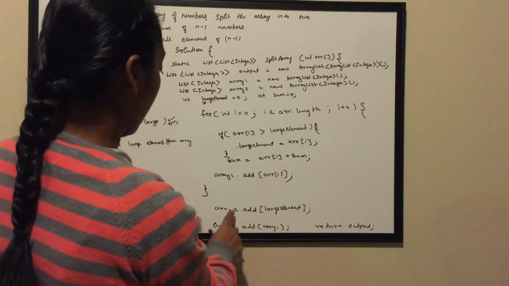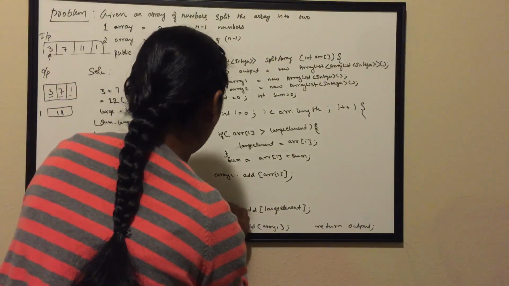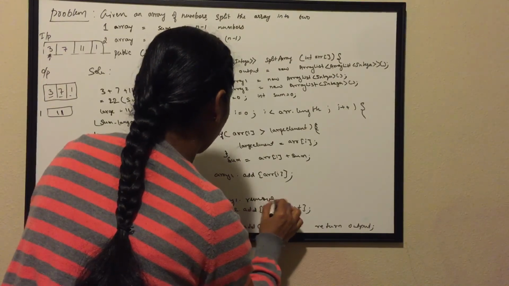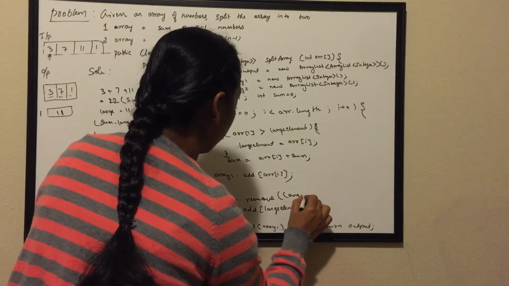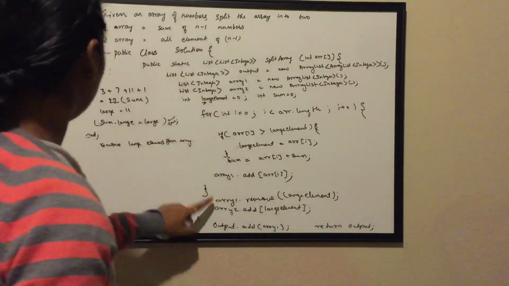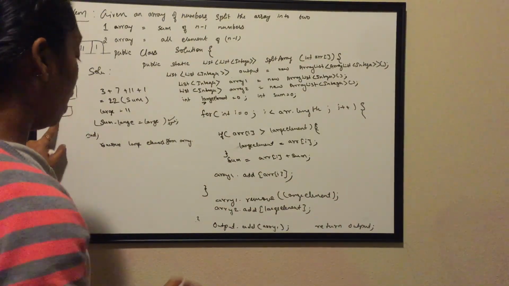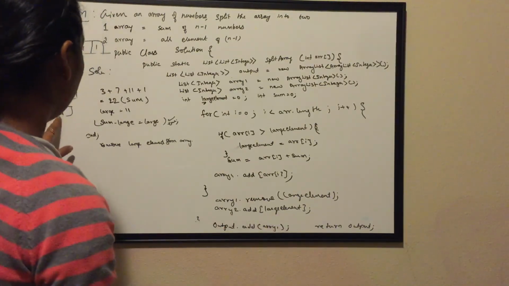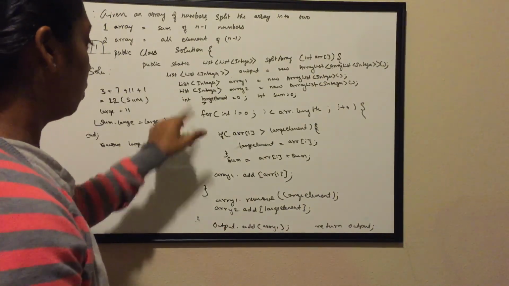At the end, I have to remove, array dot remove of large element, so that this will have only 3, 7 and 1, and the array 2 will have only the sum of the values. So this is the problem.